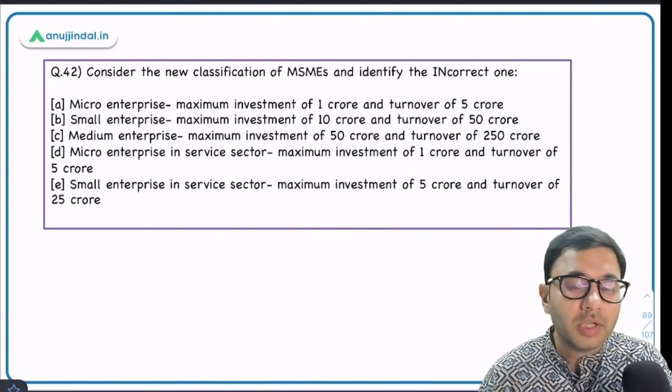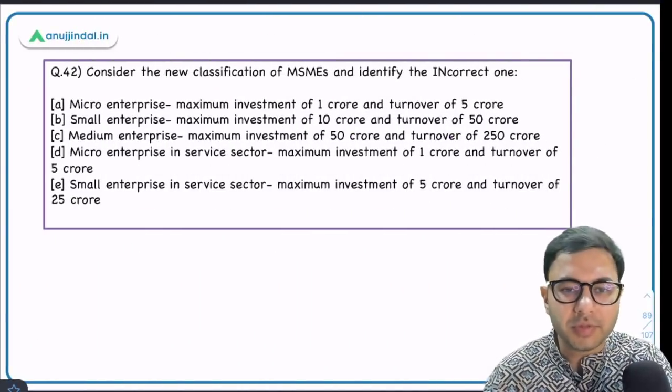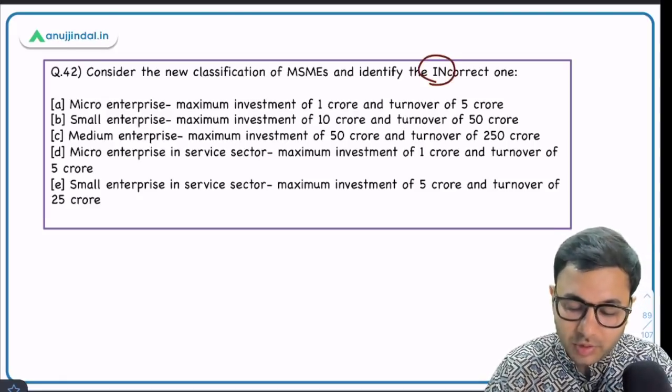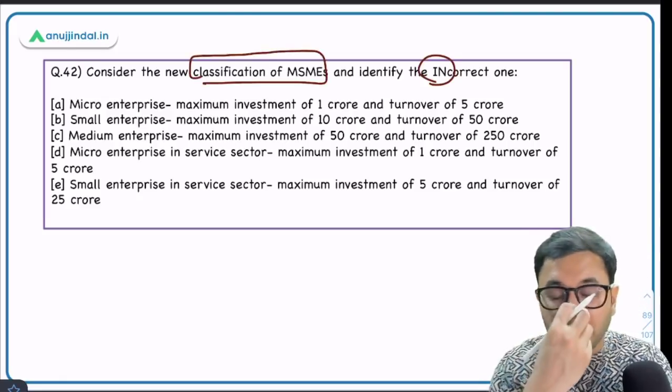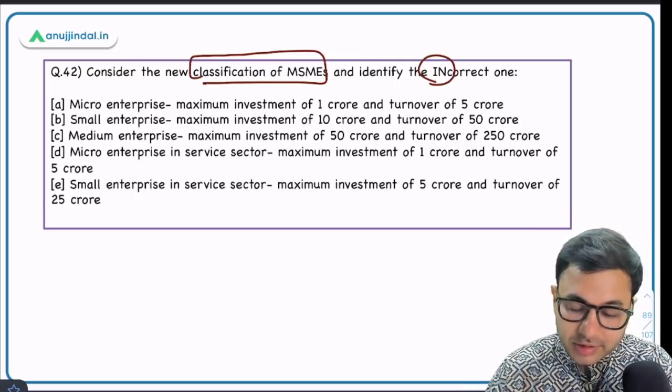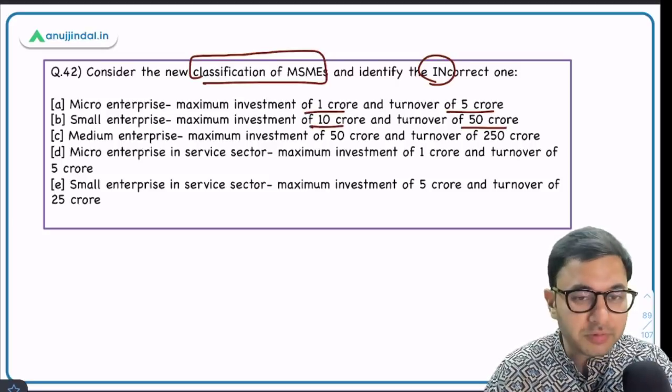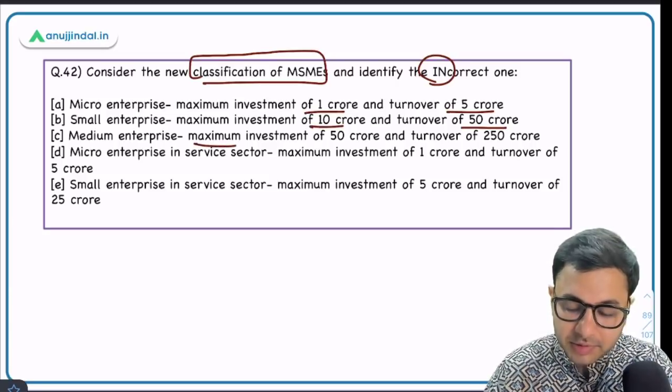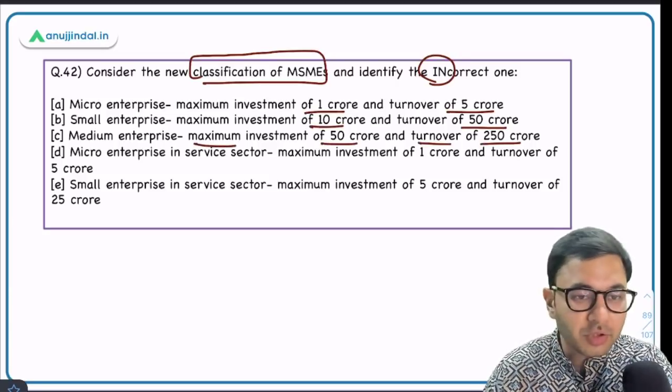Question 42. Consider the new classification of MSMEs and identify the incorrect one. This is a very important question. There are very high chances that this question will come in the exam. Micro enterprise, maximum investment of 1 crore, turnover of 5 crore. Small, investment of 10 crore, turnover 50 crore. Medium, maximum investment of 50 crore, turnover of 250 crore.